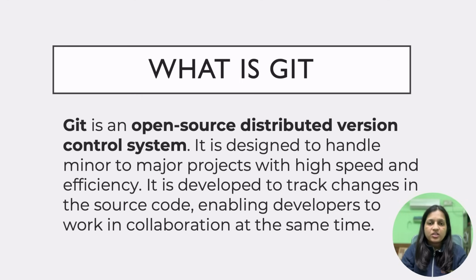So in that video we have discussed the types of version control system, which is local, centralized, and distributed, and Git is a distributed version control system.